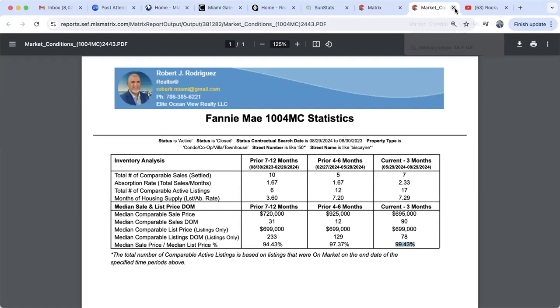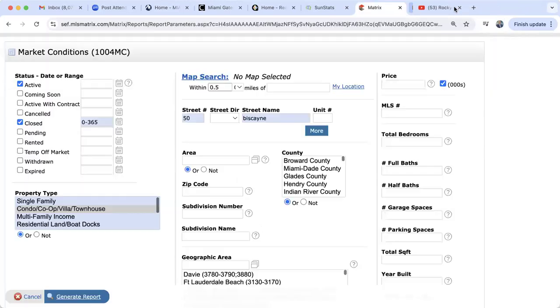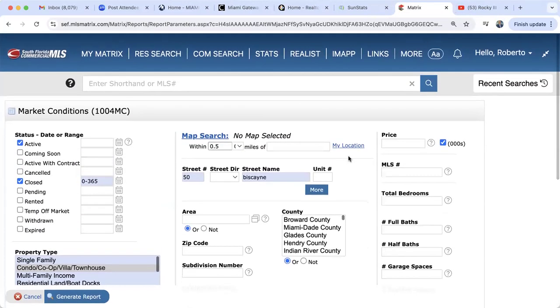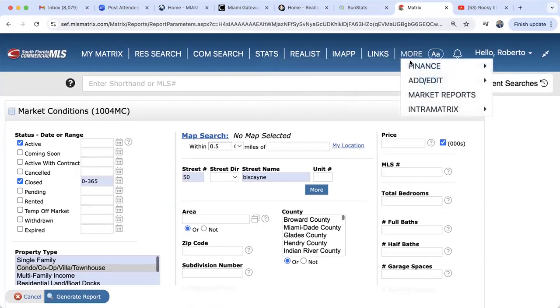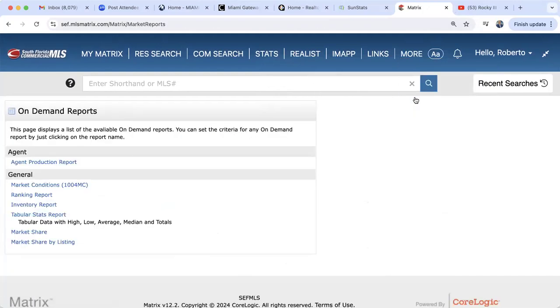All right, guys, so learn how to run the market conditions report. It is essential to our business. Again, that's by clicking on market reports and going straight to the market conditions. Now, guys, I'm going to show you how to run a quick ranking report. You're going to do this report however you'd like, for whatever reasons you'd like. But I just want to show it to you.